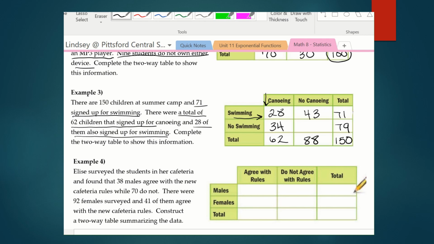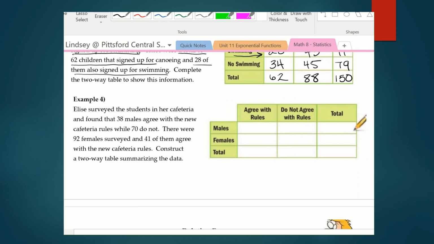All right, last but not least, how many people aren't going to be canoeing and aren't going to be swimming? Well, it looks like we have a total of 88 people that aren't going to canoe. Of those 88, 43 will be swimming. So how many people are going to do neither? 45. 45 are not going to canoe and they're not going to swim. Okay? All right, last but not least, example 4.